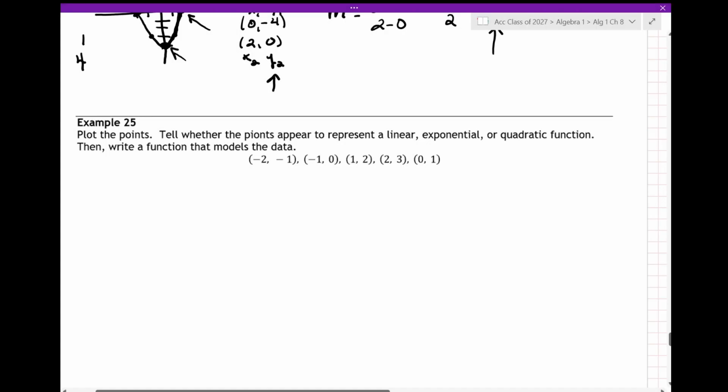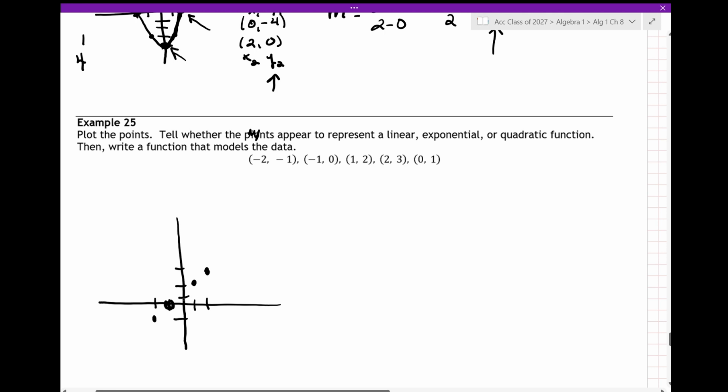Now we're going to plot the points, and then we're going to tell whether the points appear to represent a linear, exponential, or quadratic function. And then after we do that, we're going to try to write a function that models the data. So starting off, let's draw a rough little sketch here. It doesn't have to be very good. -2, -1, there's our first dot. -1, 0. 1, 2. 2, 3.